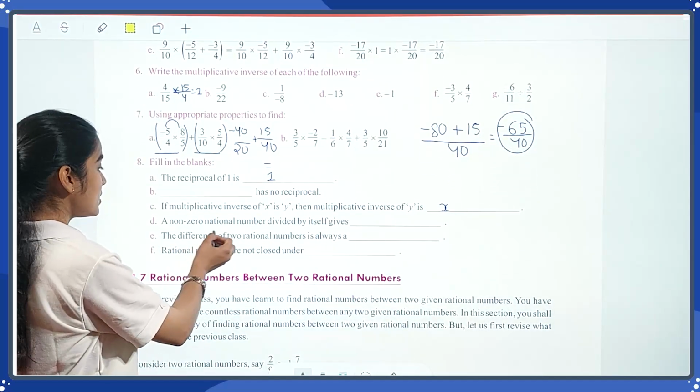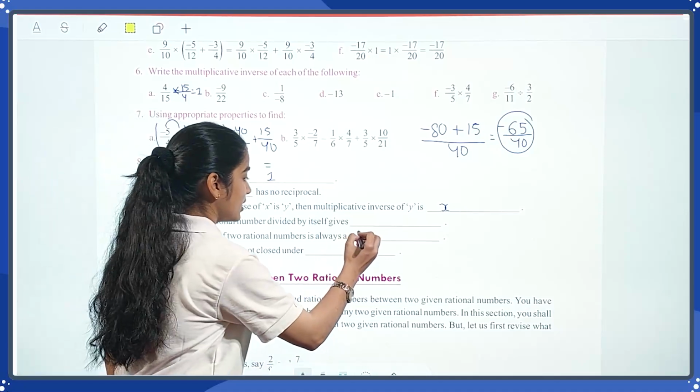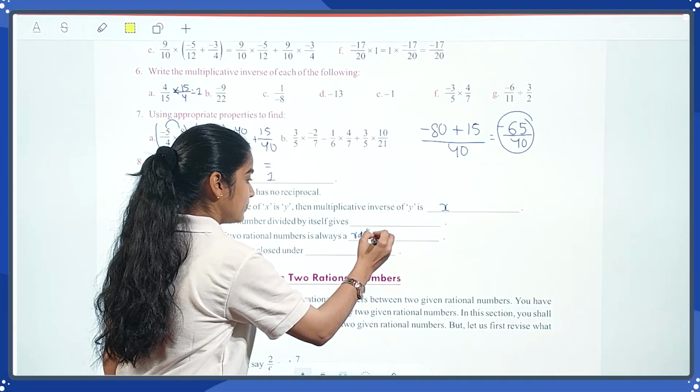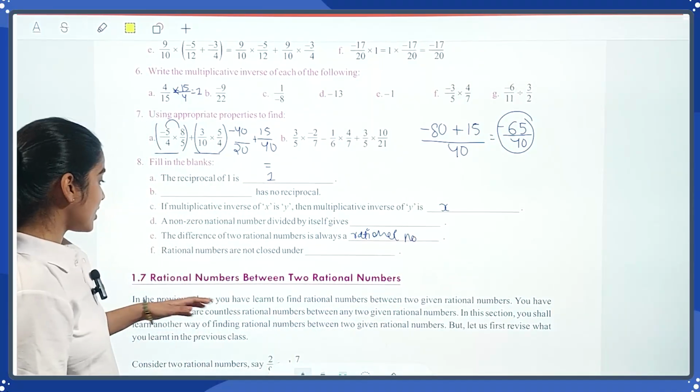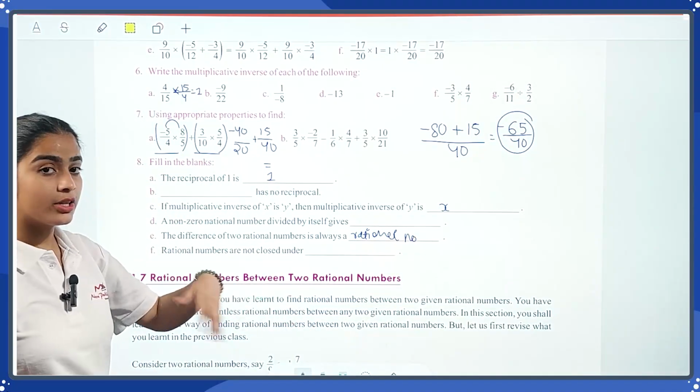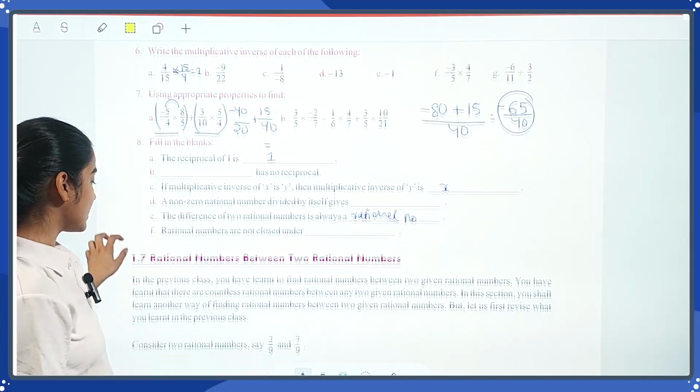Next, the difference of two rational numbers is always a rational number. Okay. And the next question is for you. Rational numbers are not closed under. In which operation are rational numbers not closed? So you have to tell here.